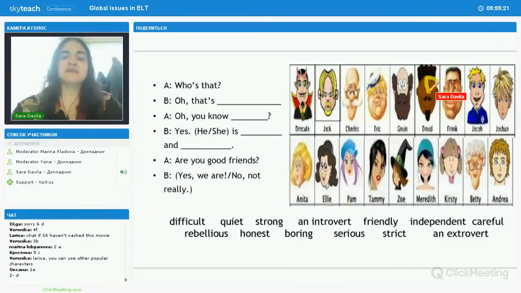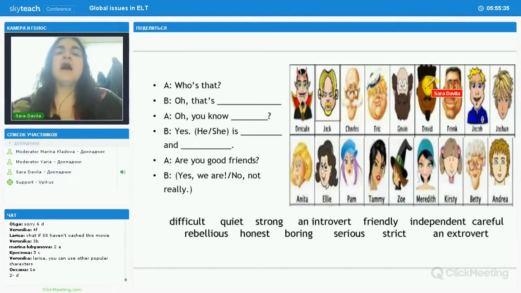I have David. Okay, so I selected David. So, oh, that's David. And student says, "Oh, you know David?" And I can say, "Yes, he is friendly and independent." "Are you good friends?" "No, not really." "What about you? Who's that?" And we can now take turns, change roles. So we can use this to describe some different stories.